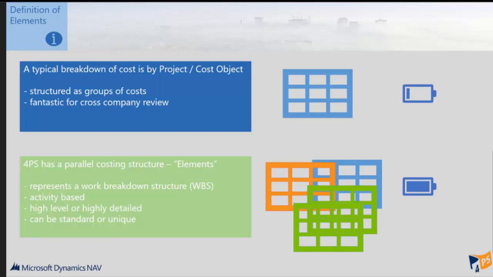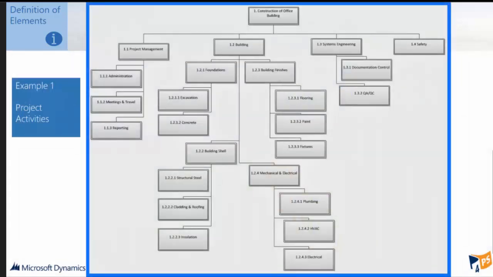You can actually choose as you're going through 4PS which projects that you use elements on. So it doesn't have to be all of them. You don't have to turn it on and you're bound to use them for every project. You can choose both whether you use elements or not and how detailed those elements are on a project by project basis. Okay, so some examples of an element structure.